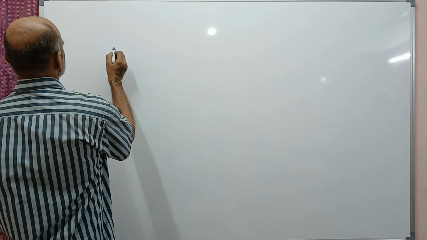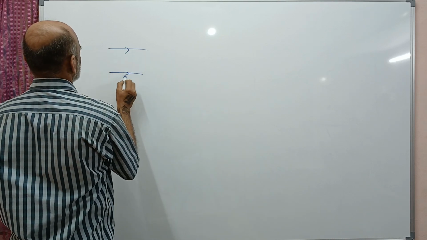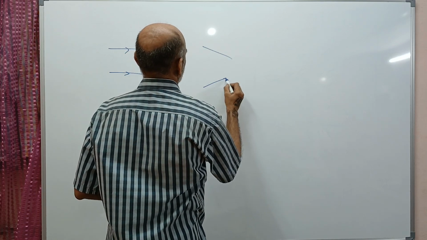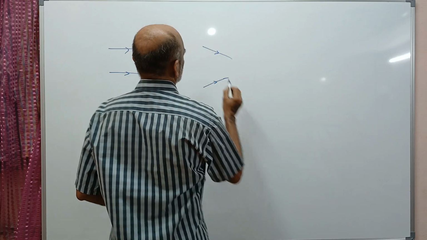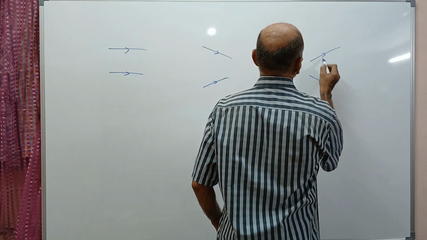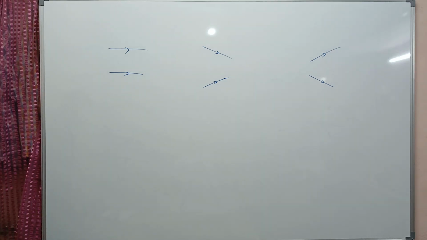I have seen three sets of light rays. First one is like this. Second one is like this. The arrow mark indicates the direction of propagation of light. And third one is like this. So what is the difference between these three?